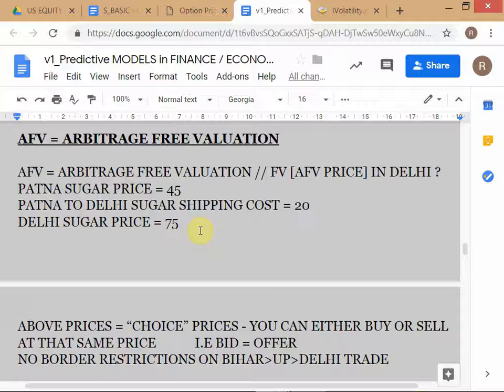So we are talking about a synthetic position. Why? It's not a real position, not a natural position. It's synthetic because it's not sugar which was originally there in Delhi, but you artificially brought it to Delhi by buying in another location and bringing it here with the shipping cost. Once you bring it there, it's the same thing.